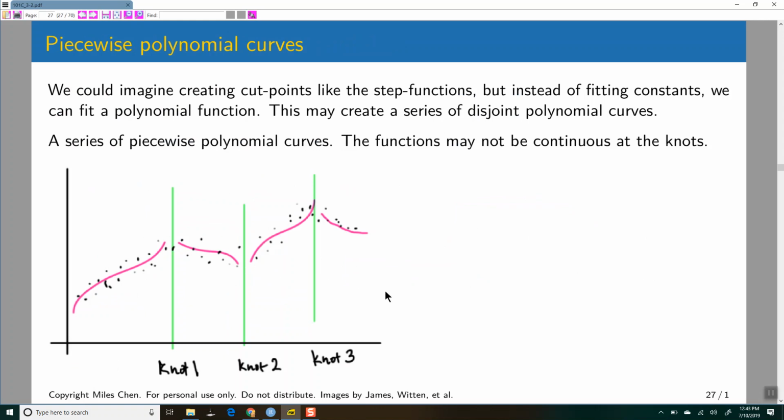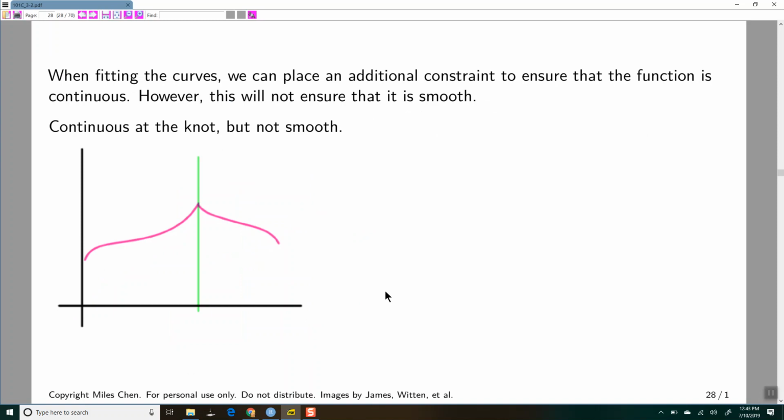So one thing we can do is put some constraints to make sure that they are continuous at the knot. But even if we do that, we might get something that's not smooth. The first derivative here is not going to be defined, and that could present its own problems. So here it's continuous at the knot, but it's not smooth.